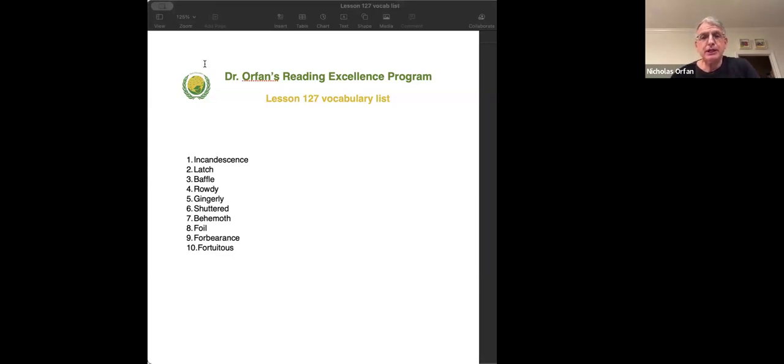If you can, try to review these vocabulary words, memorize them, and use them in a sentence so that you really commit them to memory. So, 3 months from now, if someone says to you, what does gingerly mean? You're going to know exactly what it means. And you might even use it in one of your essays.